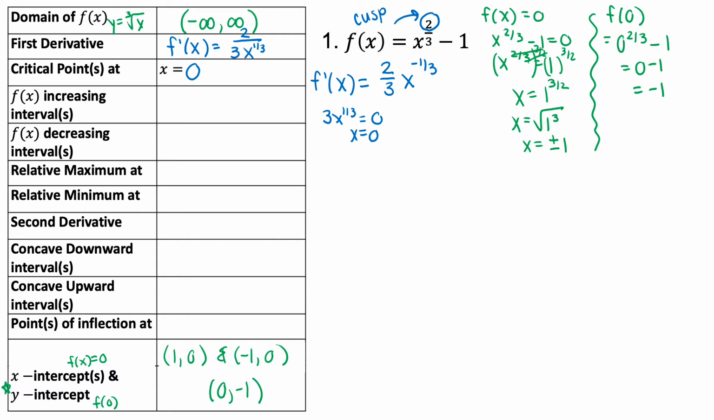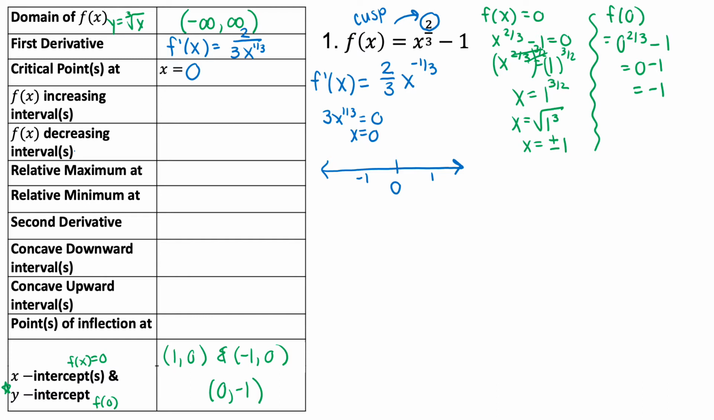Remember from the first slide, if it's odd, we get a vertical tangent. If it's even, we get a cusp, and a cusp will not be a point of inflection. Okay, from here we want to set up our number line just like we would before and analyze around that critical point. So I'm going to look at -1 and 1.